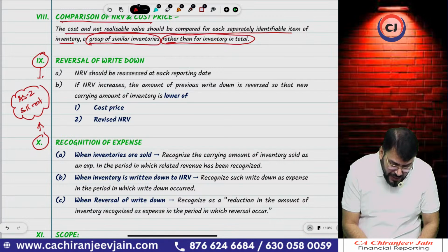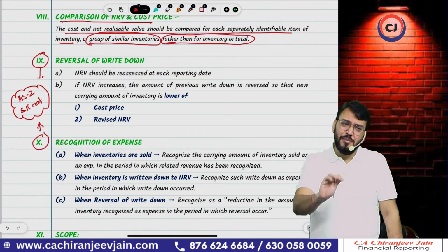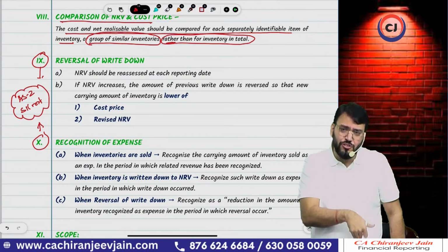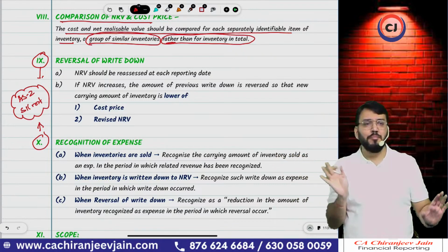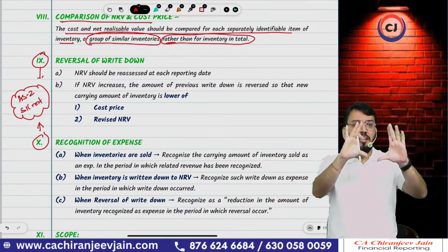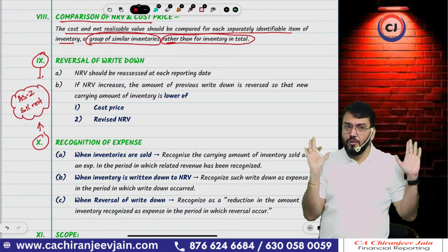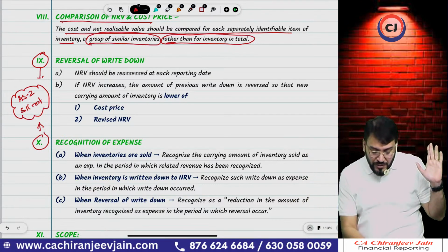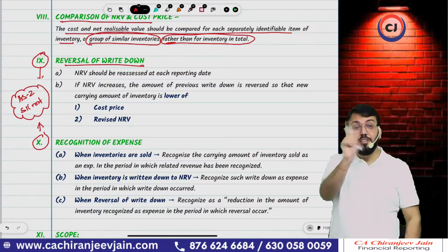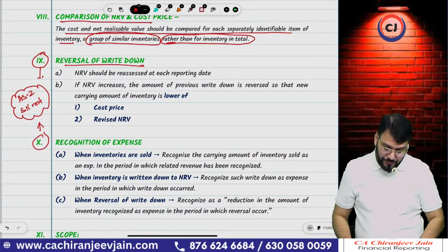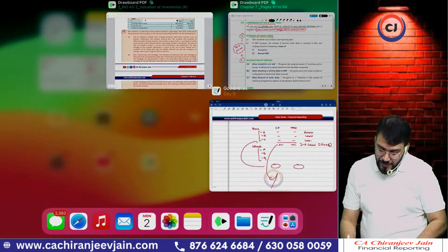AS 2 was silent. When I say AS 2 was silent, it means even though AS 2 was silent, practically we used to do this only. But AS 2 has not given such a para in its content. First is reversal of write down. Let me explain.